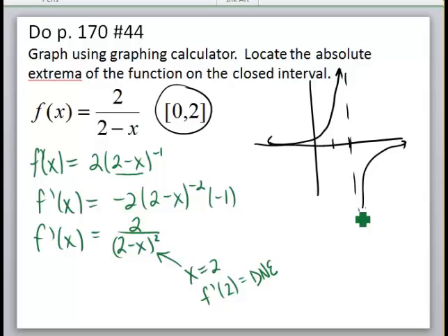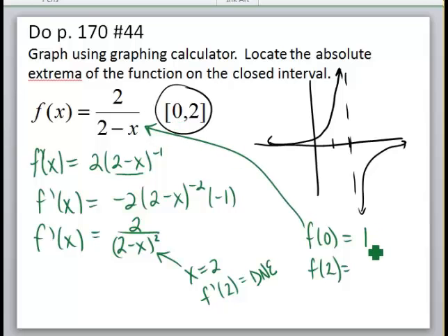So what do I have to check? Well, I have to check my endpoints, 0 and 2, as well as my critical number. Well, my critical number happens to be one of my supposedly endpoints. There is no endpoint at 2. We can see that in the picture. It is an asymptote. So when I go to plug in for my y values, and I plug in 0, I get 1 for my height here. And on this one, I get does not exist. There is no value because this is an asymptote.